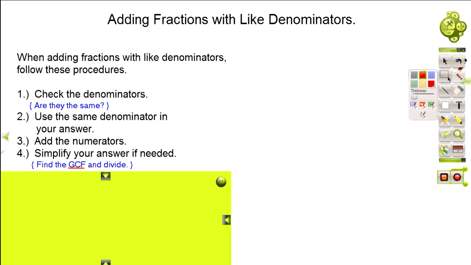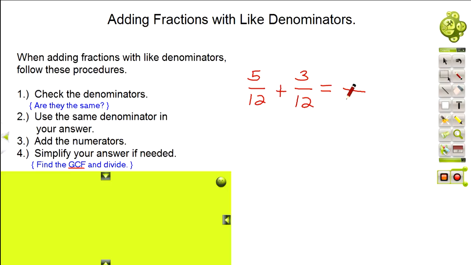Give this problem a try on your own. Five twelfths plus 3/12. Follow the steps and try it at your desk. Okay, here we go. Step 1, check the denominators. They are both the same. Step 2, use the same denominator in your answer.